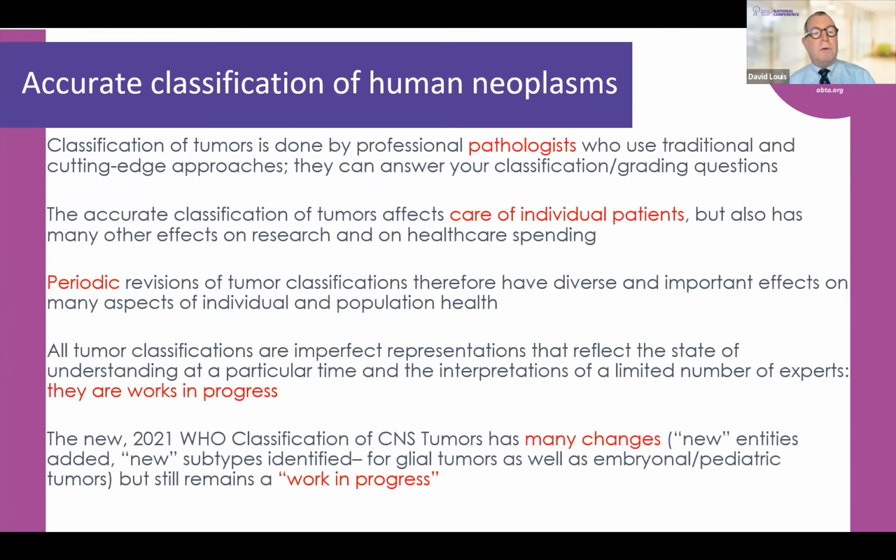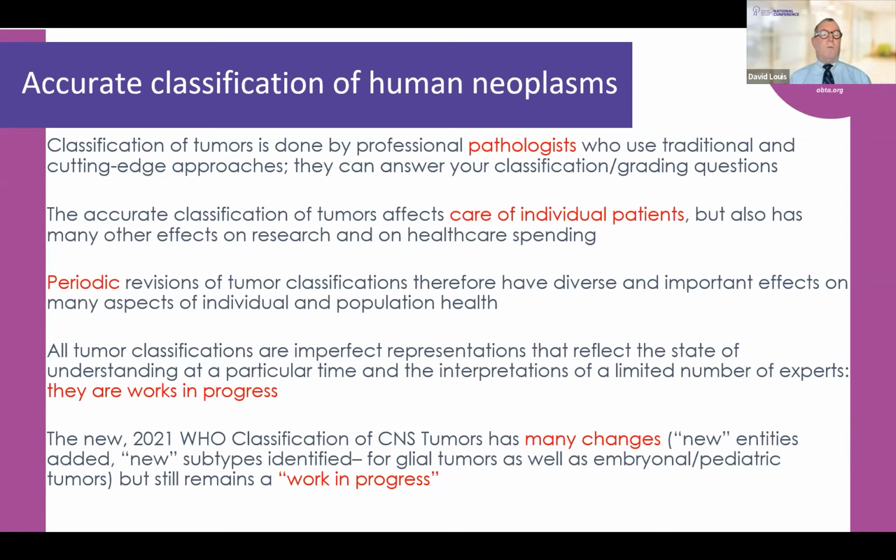So to summarize what I've told you, classification of tumors is done by pathologists. We use both traditional techniques like microscopes as well as cutting-edge techniques. And don't be hesitant. You can talk to your oncologist or surgeon about talking to a pathologist if you have more questions. The accurate classification of tumors not only affects the care of individual patients, but it has many other effects on research and on healthcare spending.